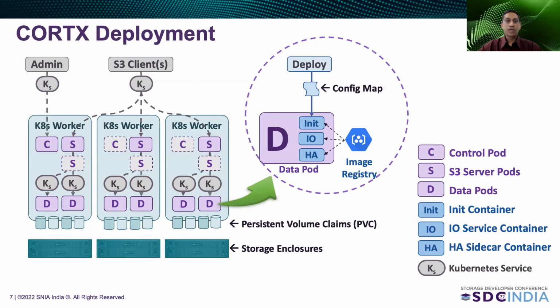Let's talk about CORTX deployment. Here's an example that shows 3-node CORTX deployment architecture. A typical CORTX deployment primarily includes multiple data pods, S3 server, and control pods. CORTX container images are built and published on the GitHub platform.